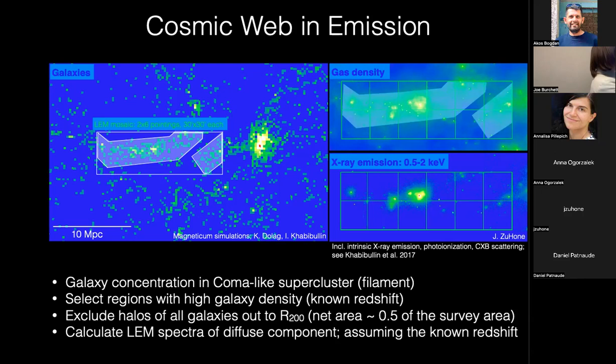And we try to extract WIM emission in these wide regions where we have the highest concentration of galaxies. Now, the issue here is that we have emission from galaxies as well, and we want to decompose emission from galaxies and emission from the WIM itself. So we identify all the galaxies, and we exclude the halos of all the galaxies out to R200. Of course, it reduces the survey area by about a factor of 2. So the question is, will we see anything from WIM?